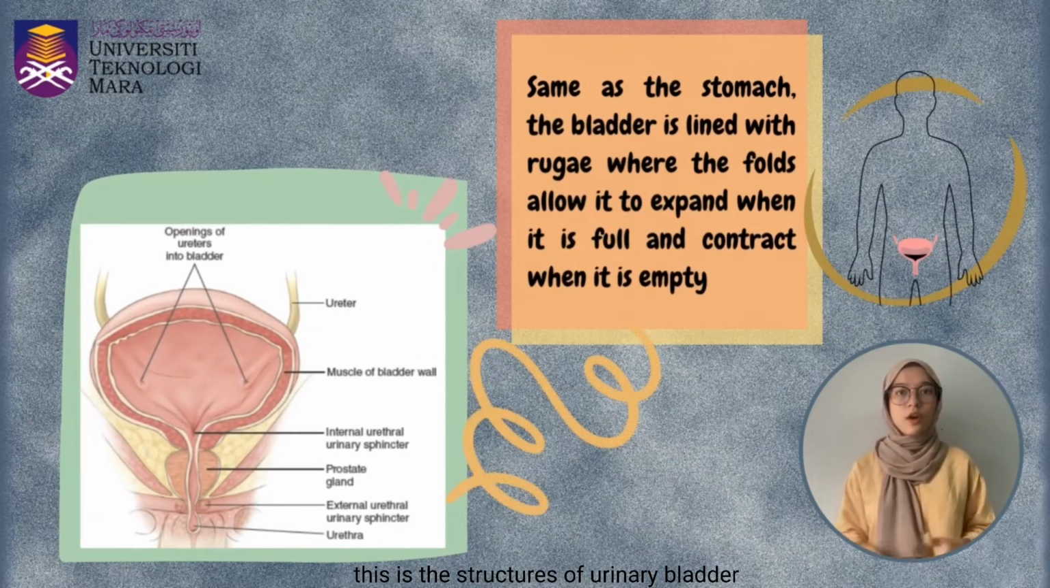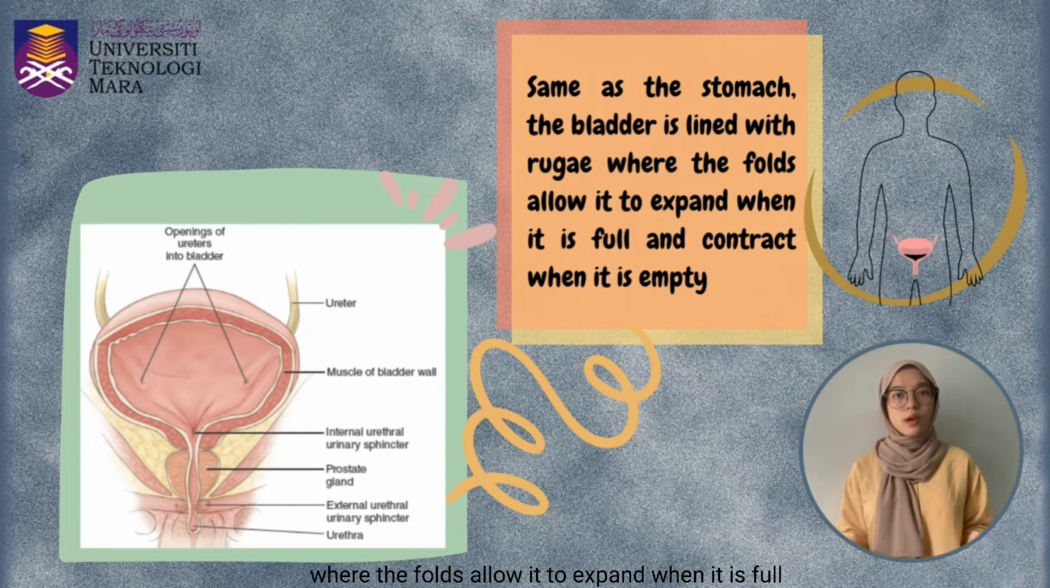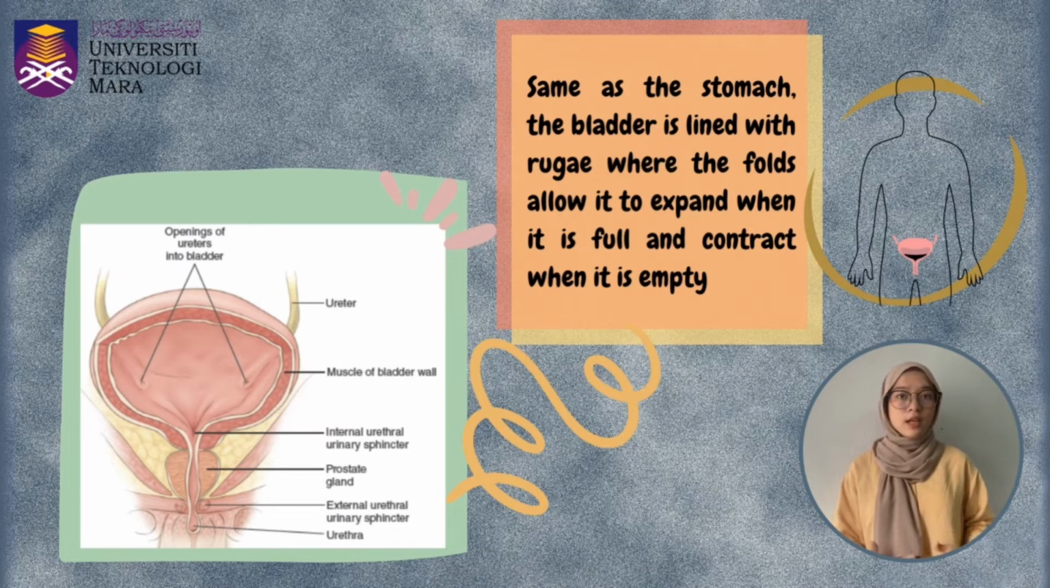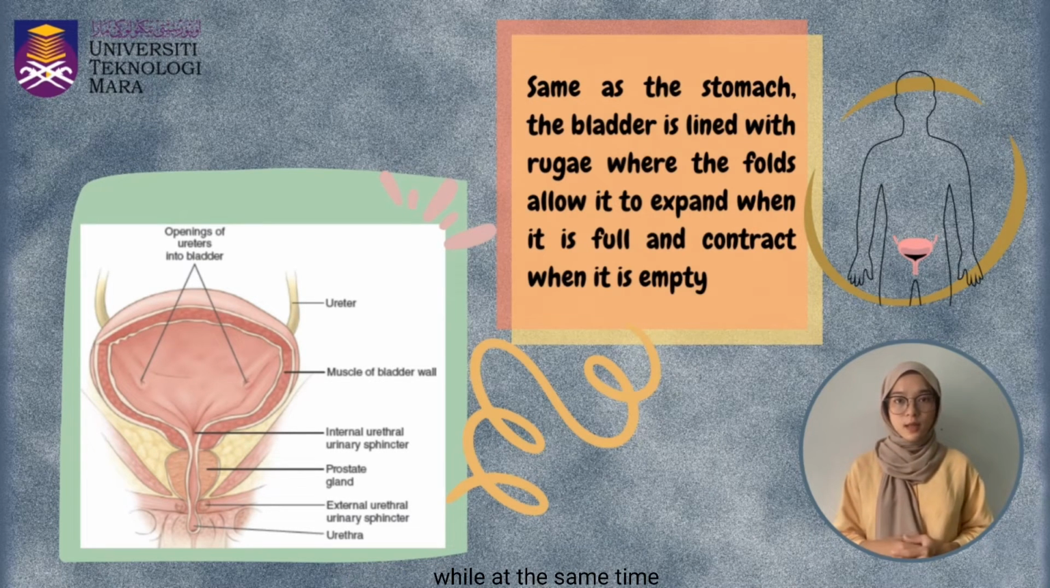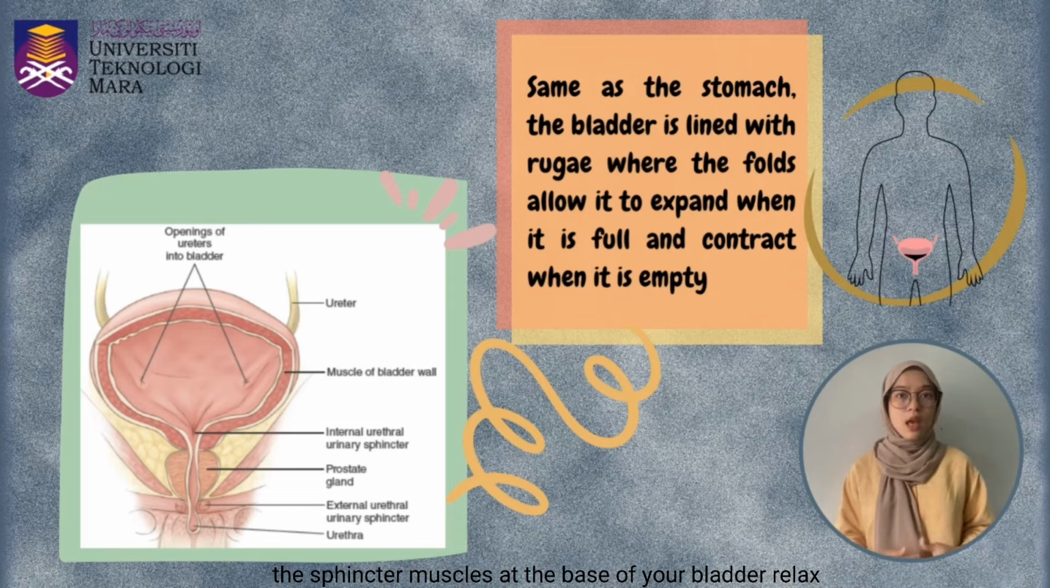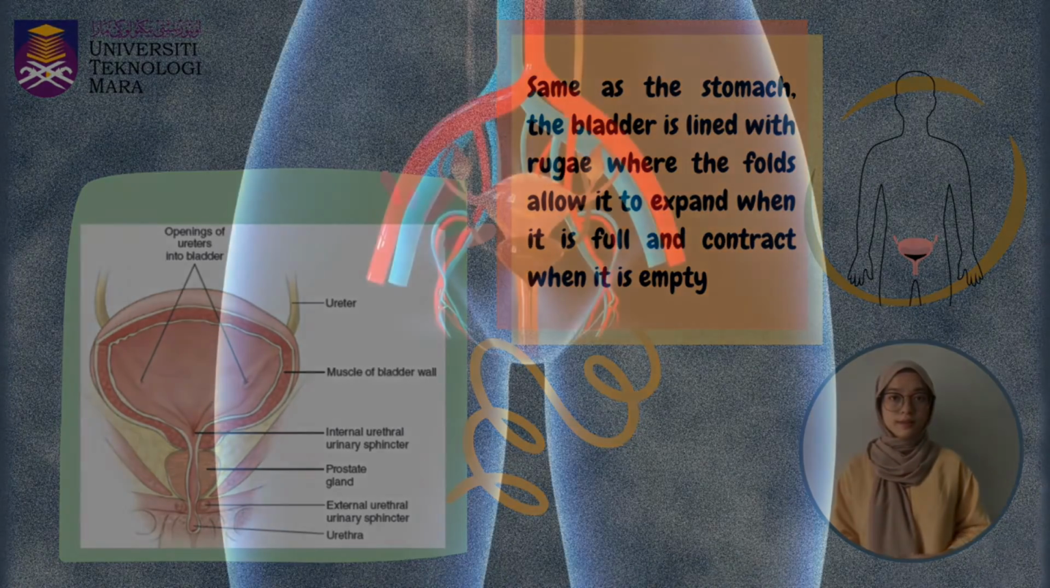This is the structure of the urinary bladder. It is the same as the stomach. The bladder is lined with rugae, where the folds allow it to expand when it is full and contract when it is empty. So, when you empty your bladder, the muscle in your bladder wall tightens to squeeze the urine out of your bladder, while at the same time, the sphincter muscles at the base of your bladder relax, allowing the urine to flow out through your urethra.